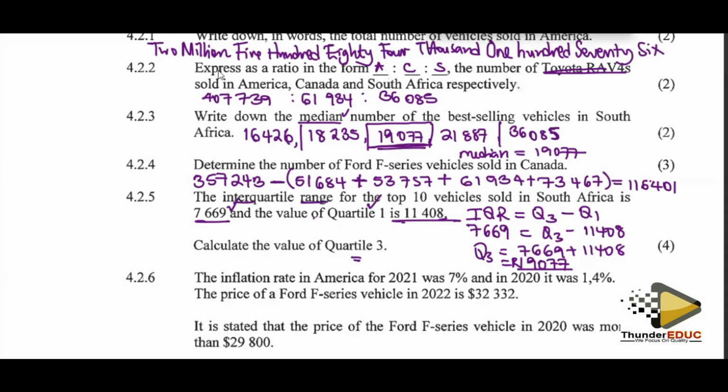So that is the upper quartile. This is the upper quartile, which is 19,077.